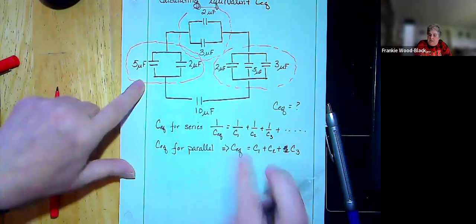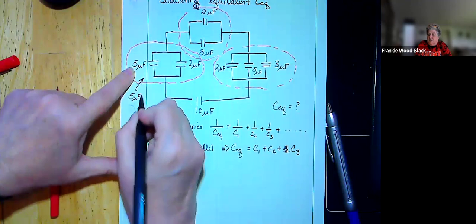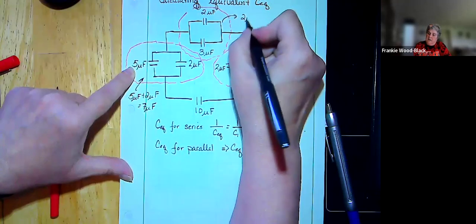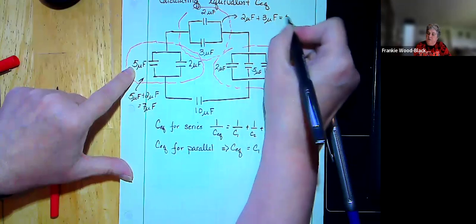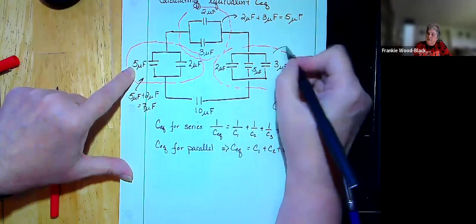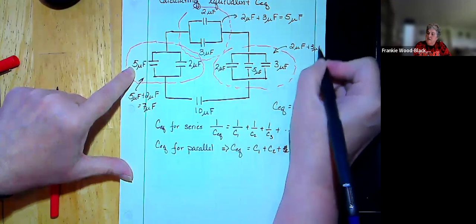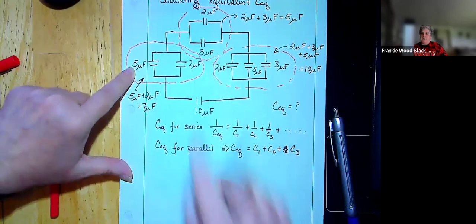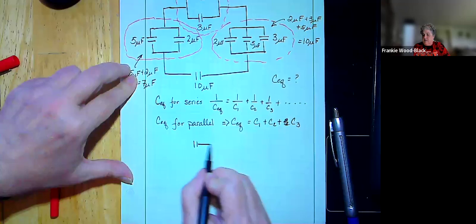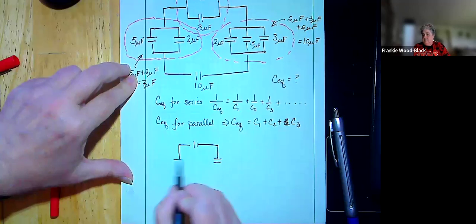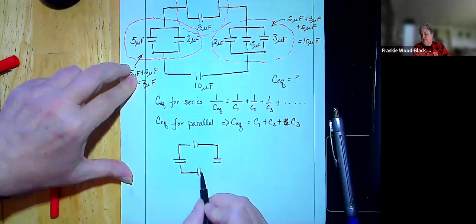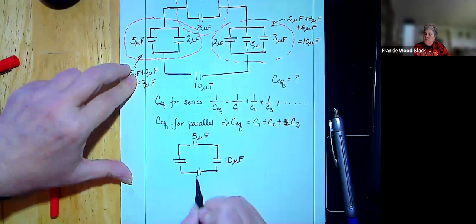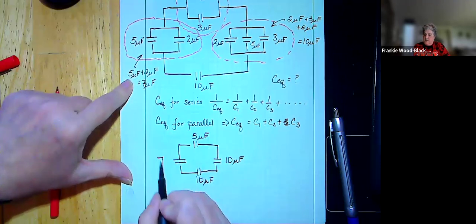If I'm going to do that, this is just 5 microfarads plus 2 microfarads, which is equal to 7 microfarads. This one is 2 microfarads plus 3 microfarads, equal to 5 microfarads. And this one is 2 plus 3 plus 5 microfarads, which is going to equal 10 microfarads. So I can redraw my circuit into an equivalent circuit. Now this one is 5 microfarads, this one is 10 microfarads, this one is 10 microfarads, and this one is 7 microfarads.